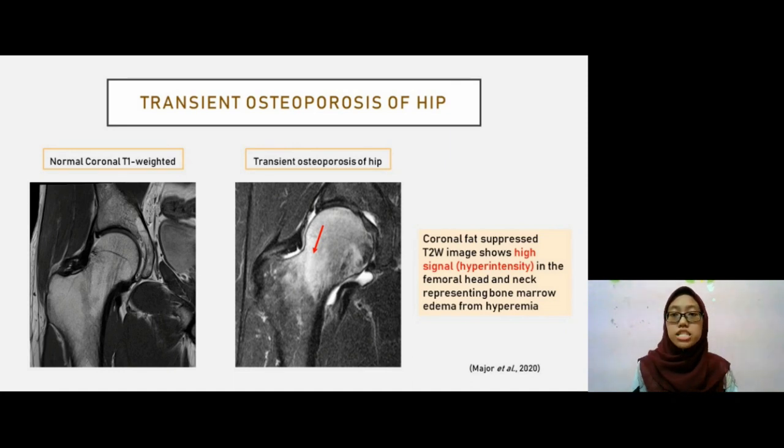In transient osteoporosis of the hip, this is the normal coronal T1 weighted. Okay, this is the femoral head and femoral neck. The coronal fat suppressed T2 weighted image shows high signal, which is hyperintense, in the femoral head and also the femoral neck, which represents bone marrow edema from hyperemia.